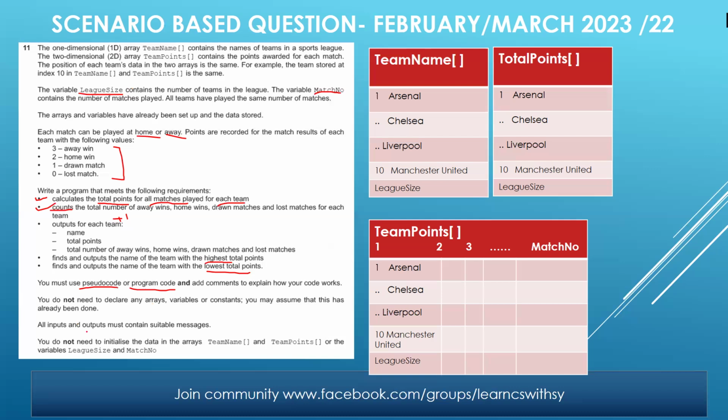A very important thing that is already being told: write proper prompts. You're not going to simply say output, for example, away win. If away win is your variable, you'll have to talk about that. What is this variable denoting? That is again told. This is what you should be considering when you are writing the pseudocode or the program code.